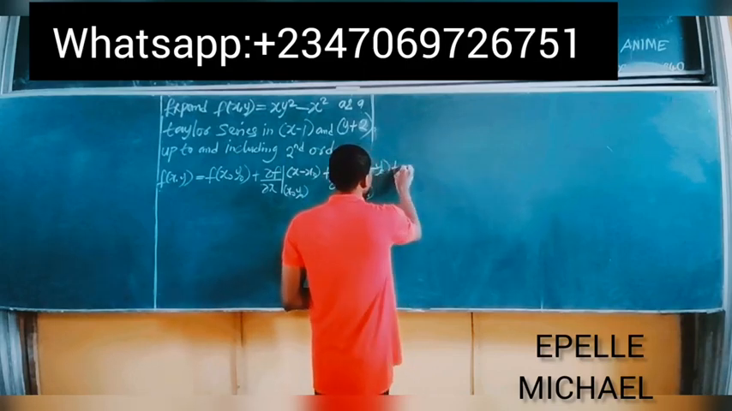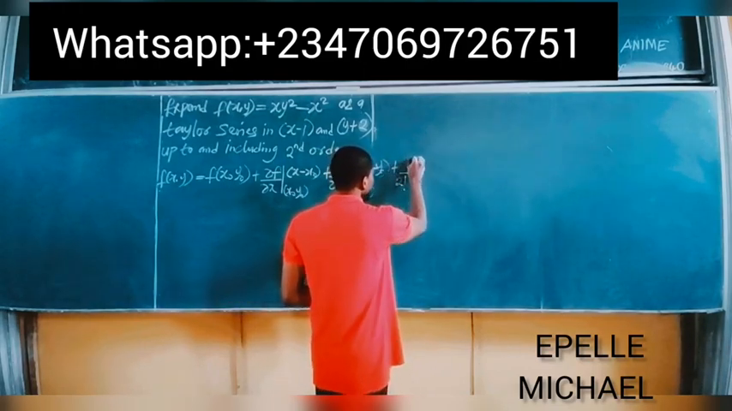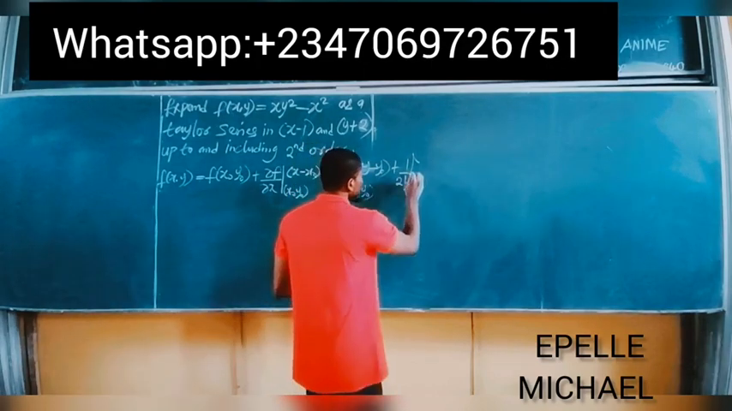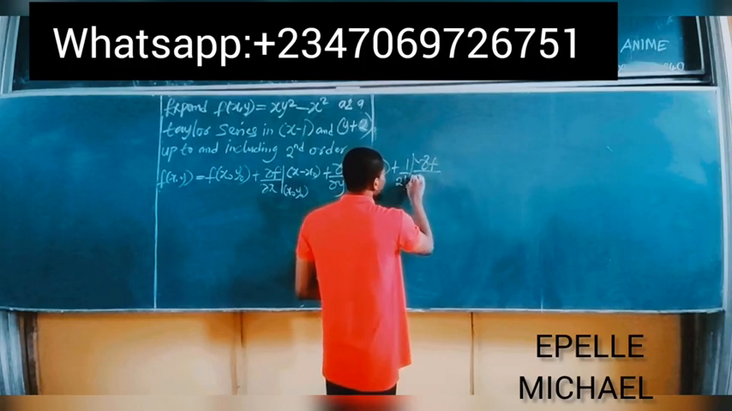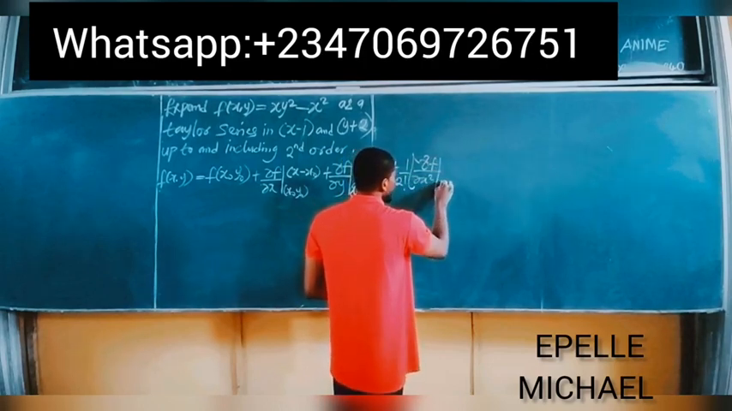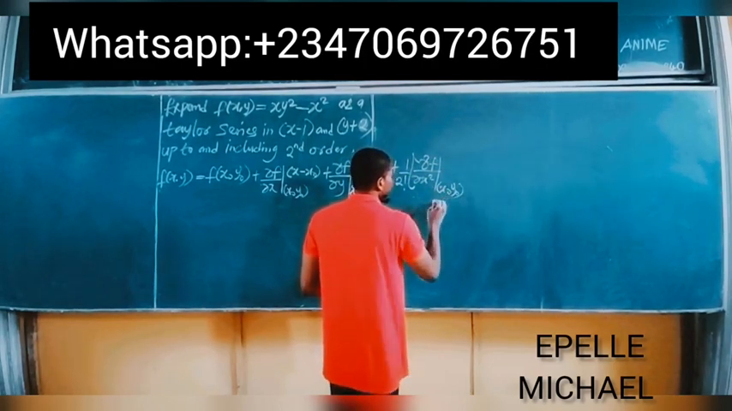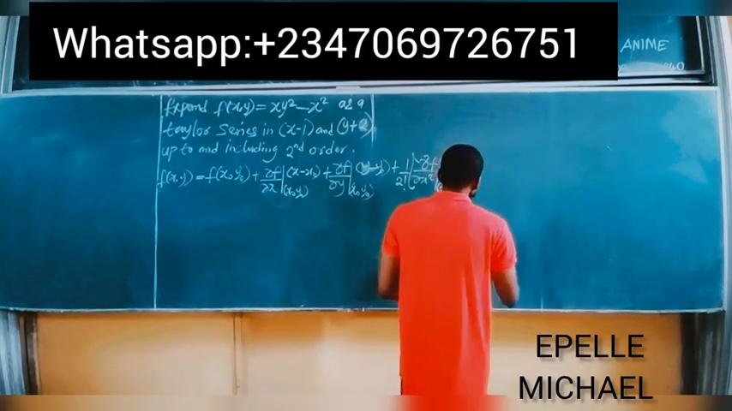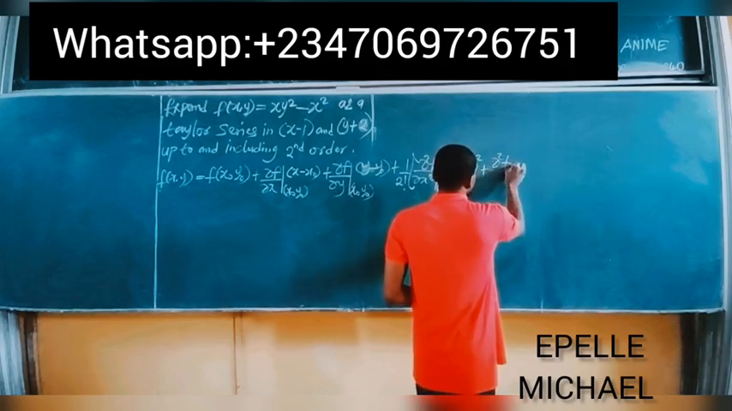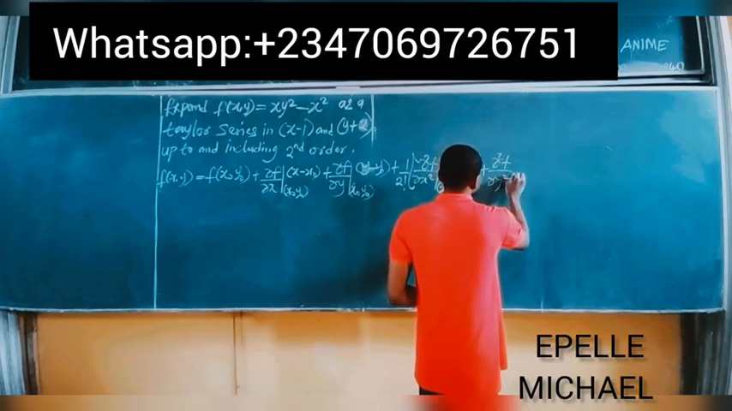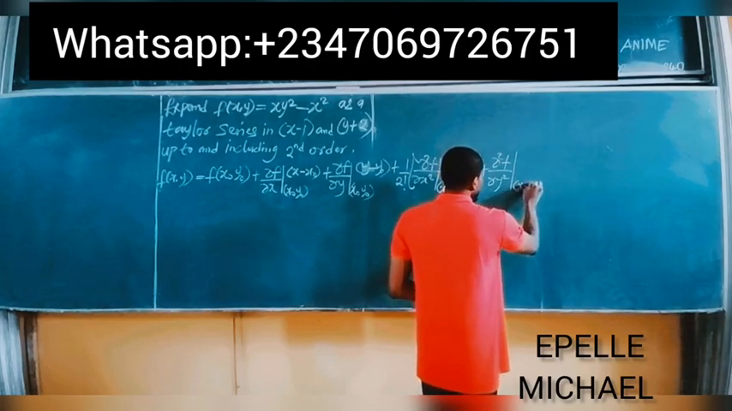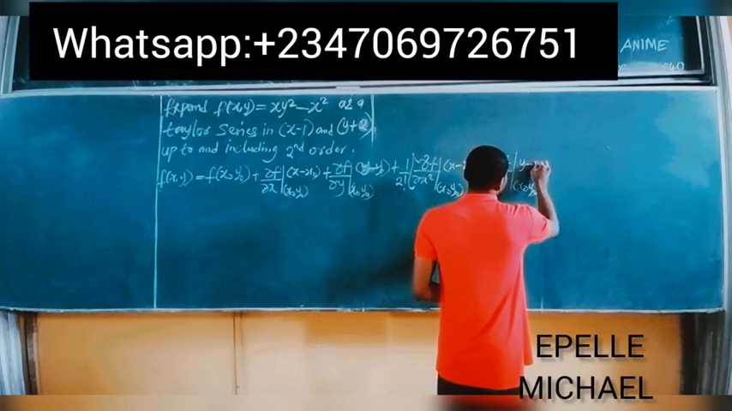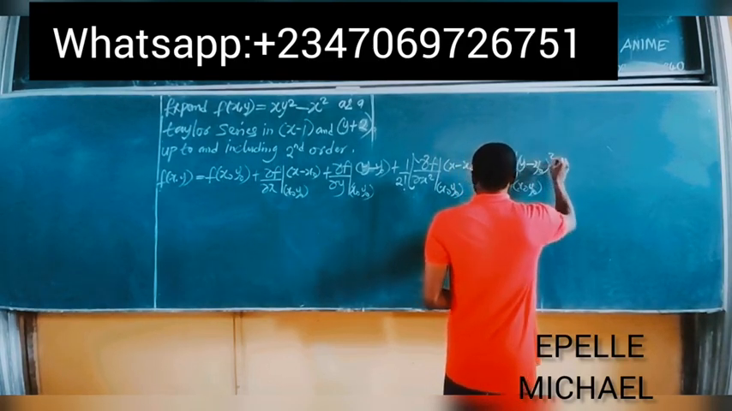Now you find 1 over 2 factorial. In this case, you find the second order derivatives, which includes the partial squared f over partial x squared at the given point x naught, y naught multiplied by x minus x naught all squared, plus partial squared f over partial y squared at the given point x naught, y naught multiplied by y minus y naught all squared.